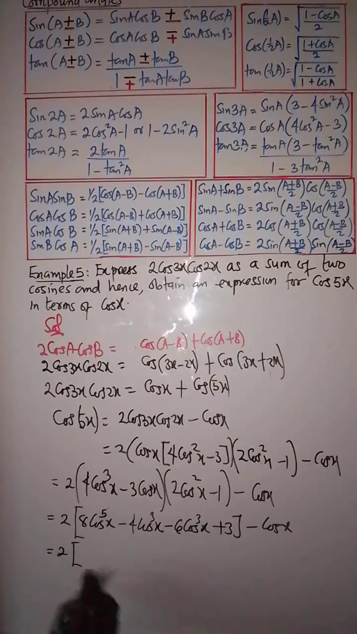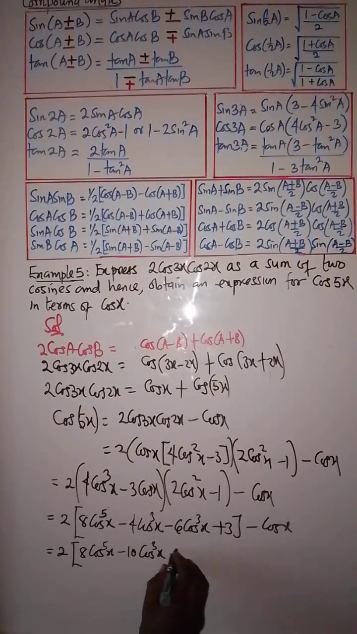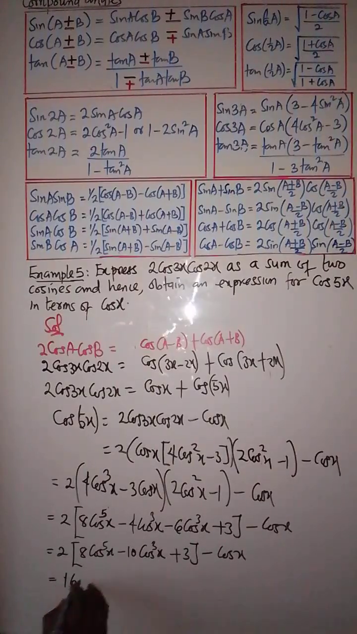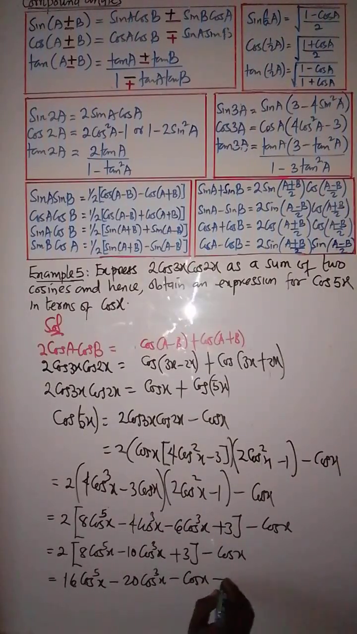So this 2 into this and this, they are like terms. Minus 4 minus 6 should give me minus 10. Let's check again. Okay, that's minus 10 cos cube x plus 3 minus cos x. Expand. So it means we have 16 cos to the power 5 of x minus 20 cos cube x plus 6. But write this one first, minus cos x. Then this one plus 6.